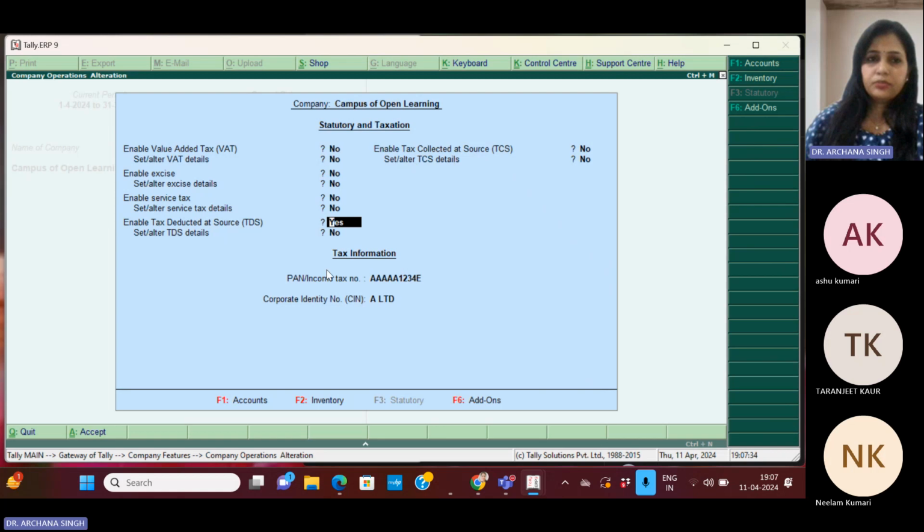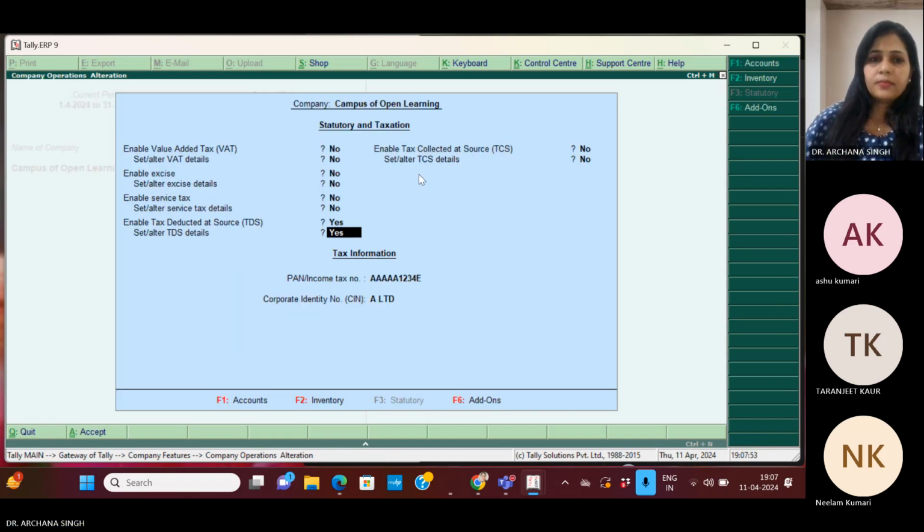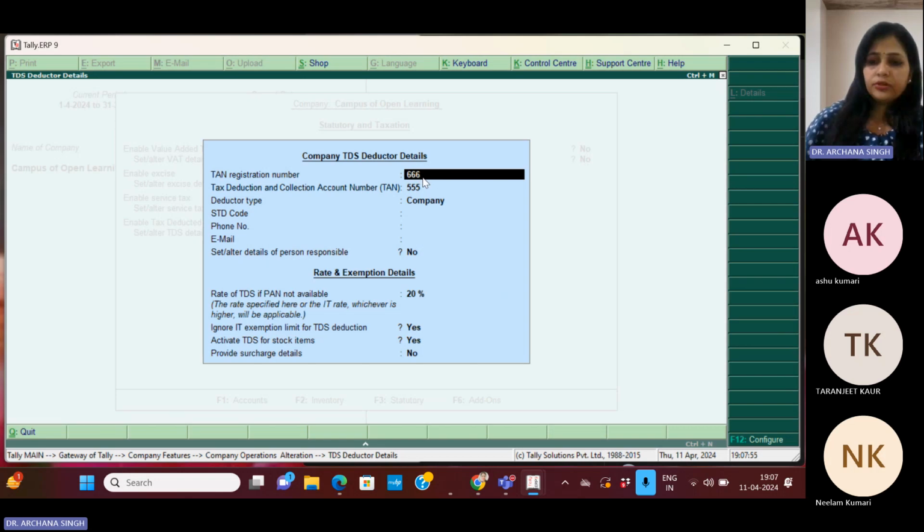Okay, so here you have to set this to yes; by default it is no, so make it yes and press enter. Then the TDS deductor details screen will appear, where you have to give all the details regarding the company's TDS deductor details, its TAN registration number, whatever number is there, that you have to put in.